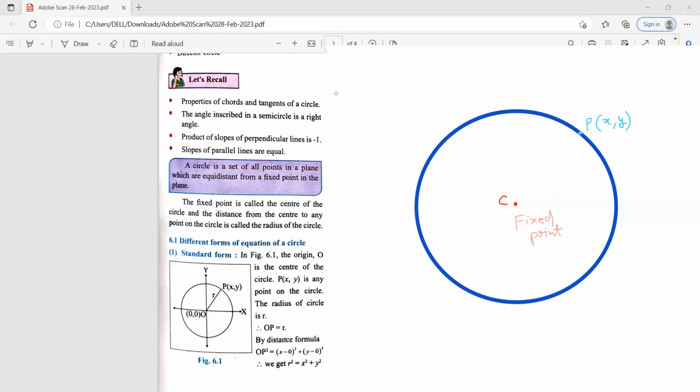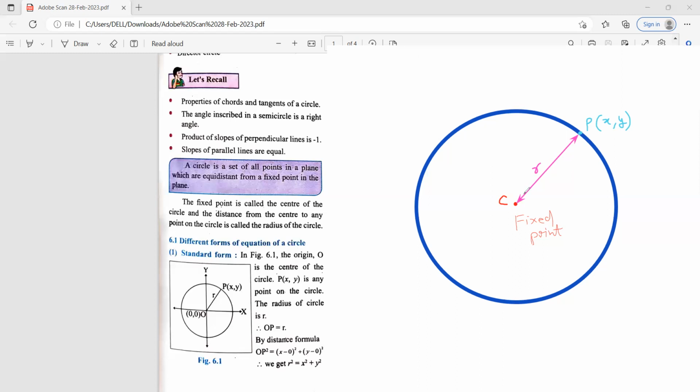In fact, I myself did not know whether I'm going to take it here, or here, or here. You can take it anywhere on the circle. So point P can be anywhere on the circle. That's why we call it a variable point. Now this distance CP is known as radius. Okay.